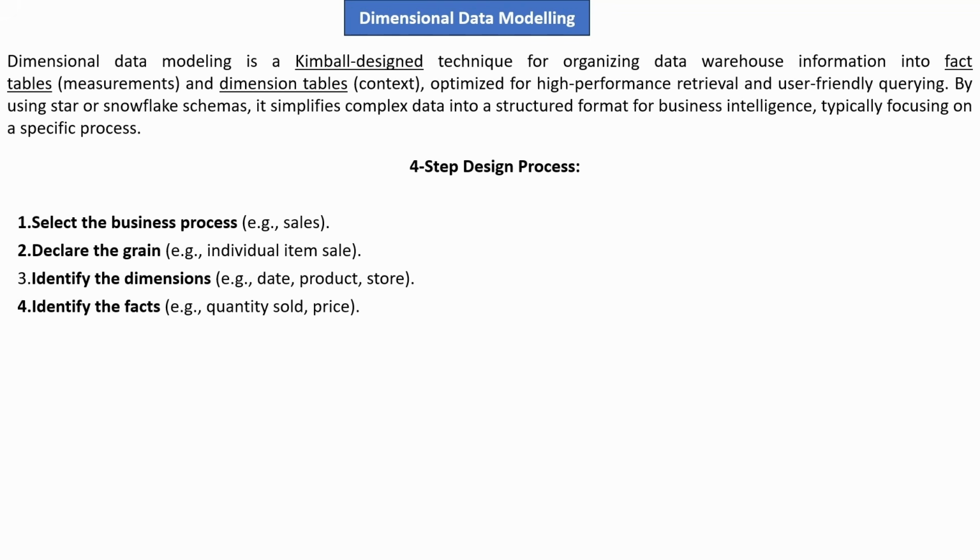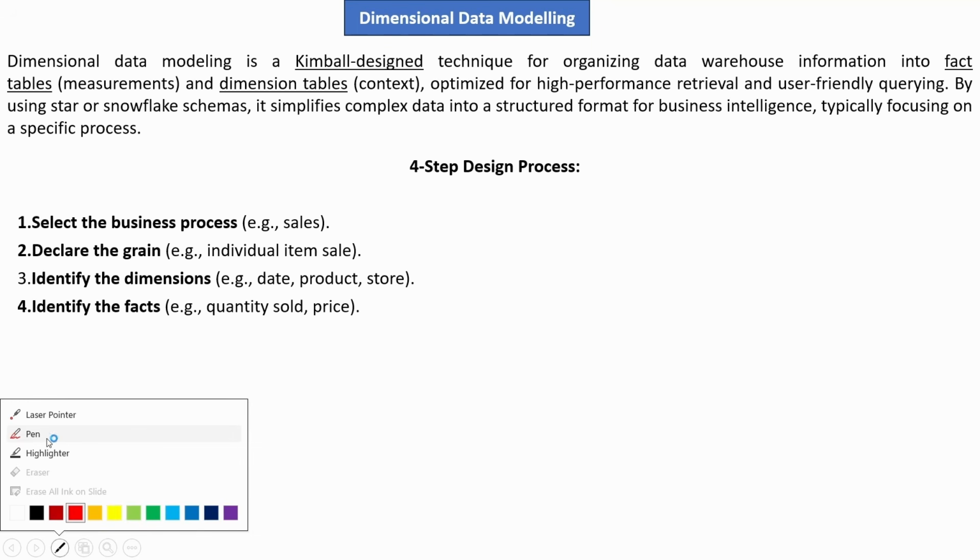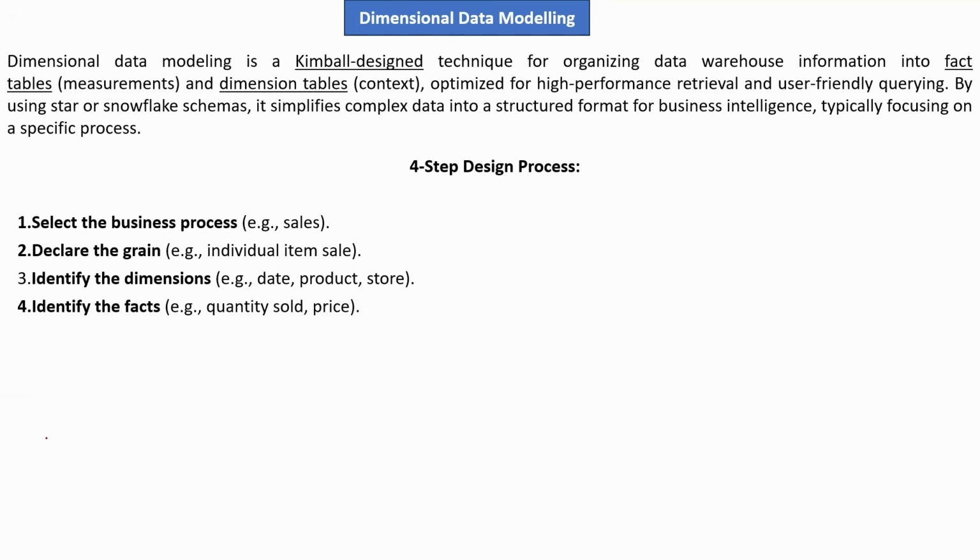First is selecting the business process. Second is declaring the grain for all these individual items. And then we need to identify the dimensions we need to create. And then we need to identify the facts and the kind of facts which is required for the business.